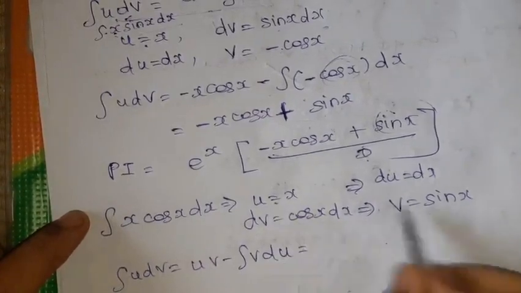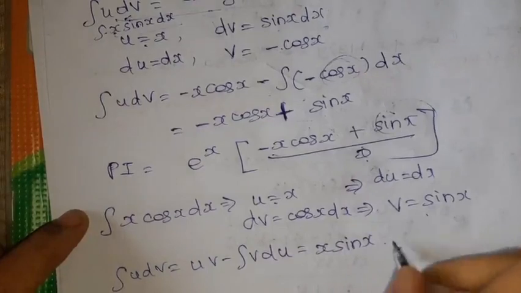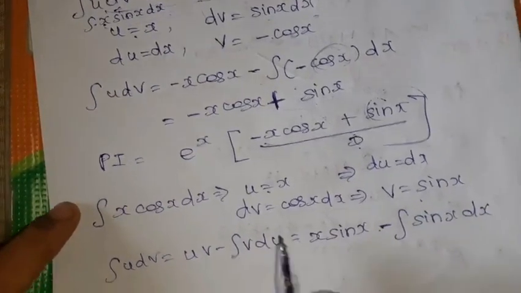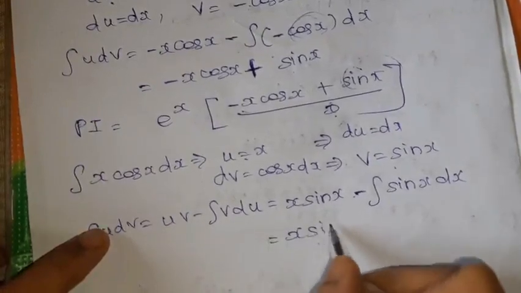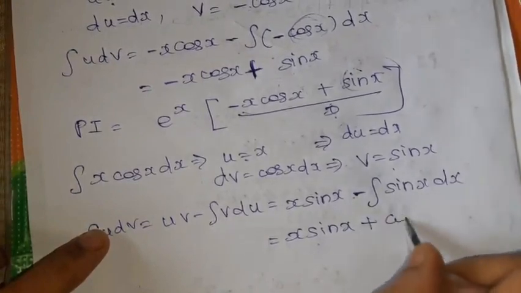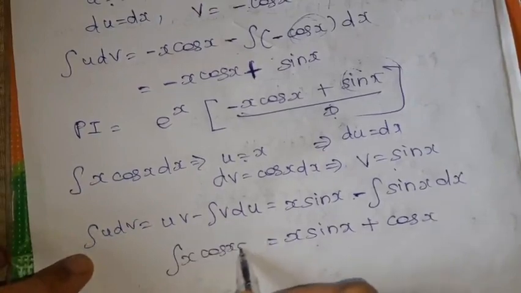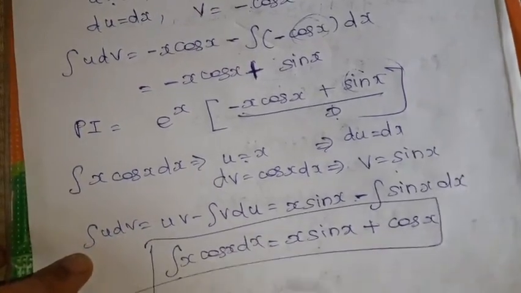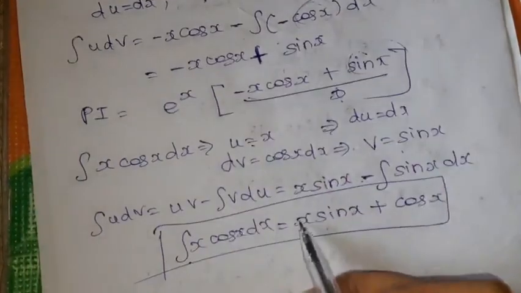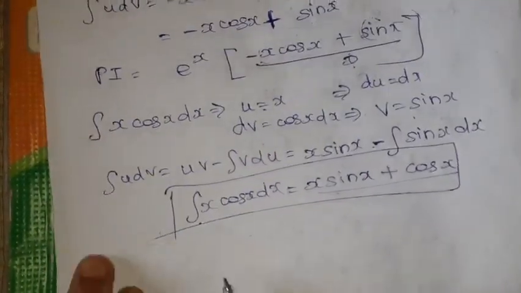So u equal to x into sin x, uv is x sin x, minus integration of v, sin x, du is nothing but dx. So when we integrate sin x, we will get minus cos x. Already a minus sign is there, so plus cos x. So for x cos x, we have derived x sin x plus cos x. Okay, clear? We should include the negative sign.